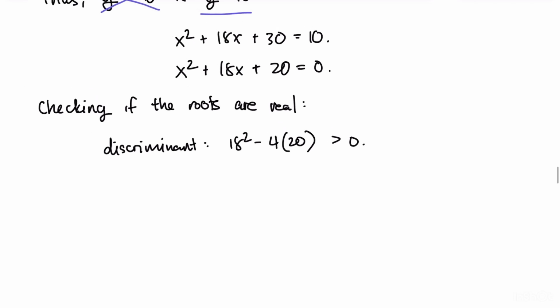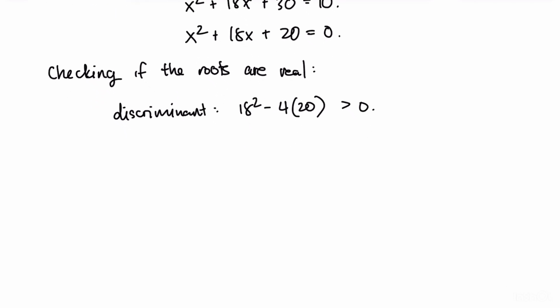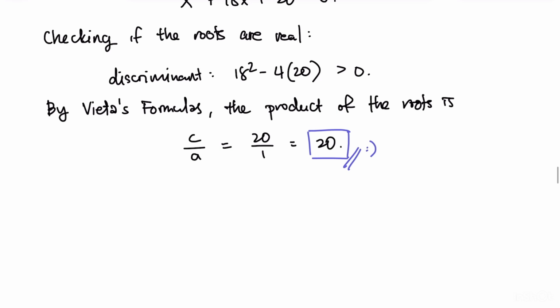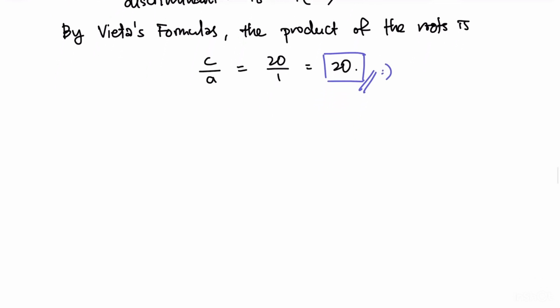Now we just need to find the product of the roots. So a technique here is using Vieta's formulas. So by Vieta's formulas, the product of the roots is c over a, which is 20 over 1, which is equal to 20. So this is our final answer. Now that is solution number 1, so I'm gonna show you solution number 2.